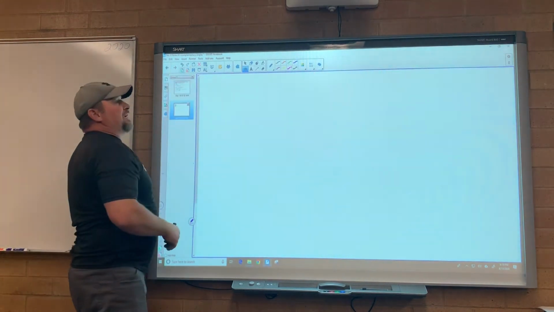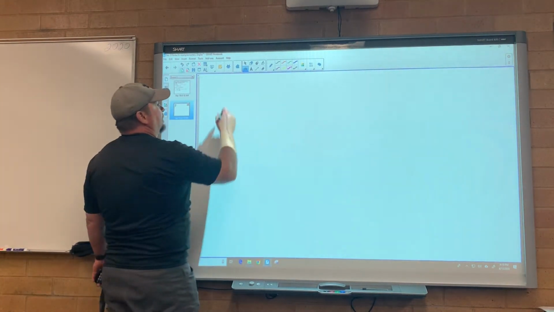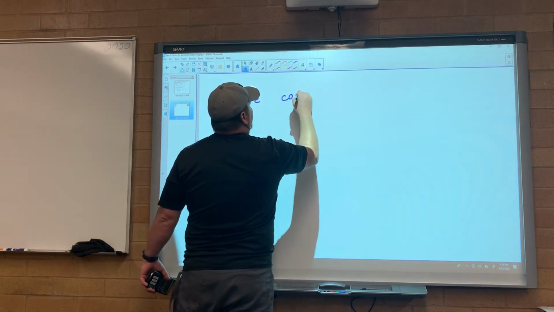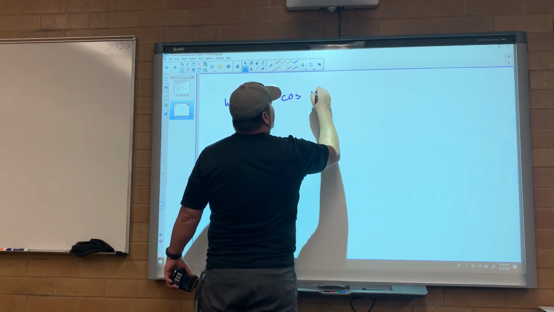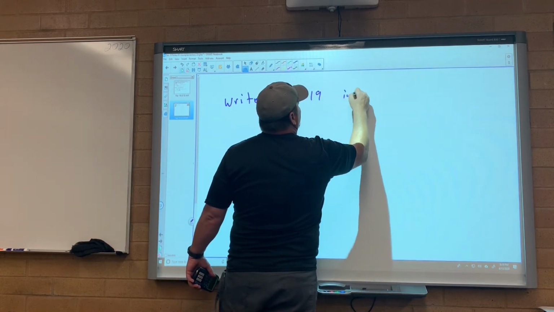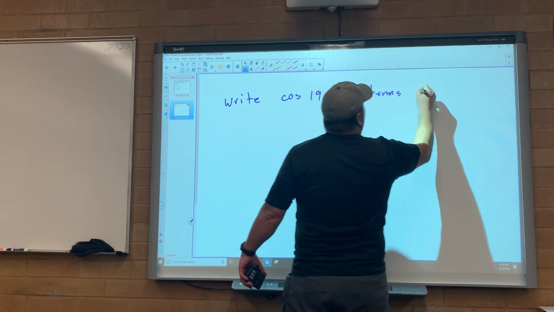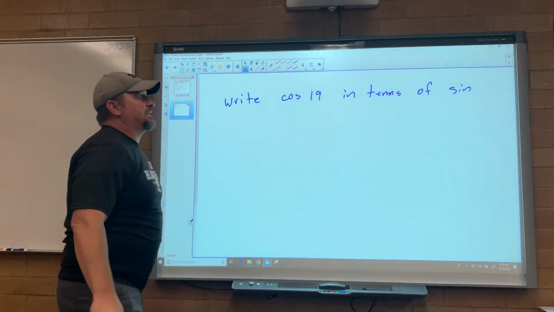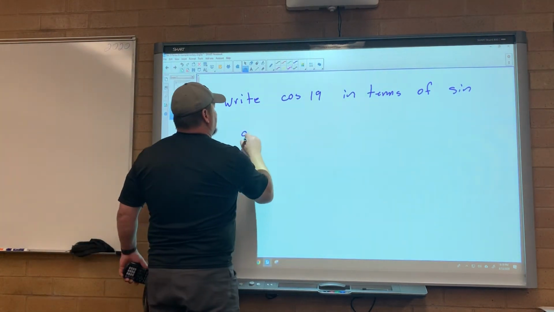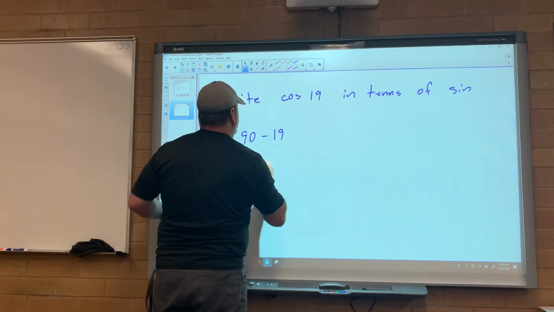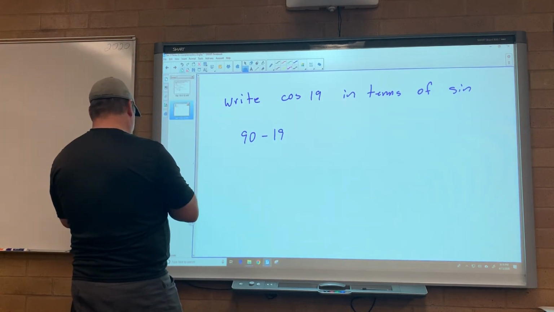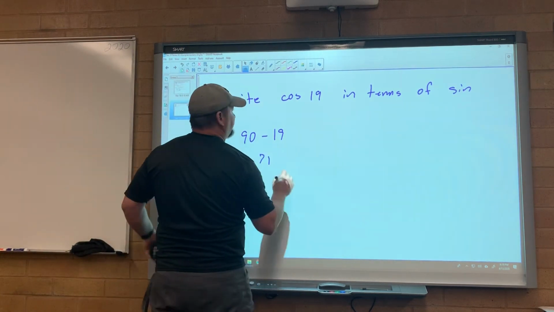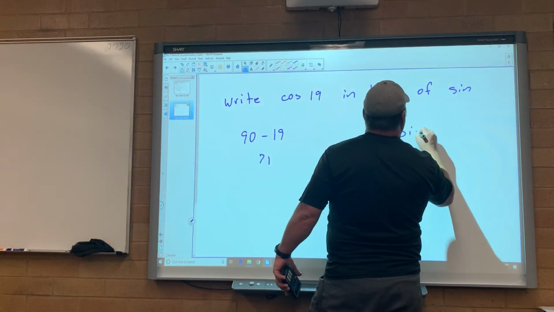The question you're going to be asked will be, write cosine 19 in terms of sine. Well, what will make those identical? Well, 90 minus 19 and you get 71. So then it's going to be sine 71.